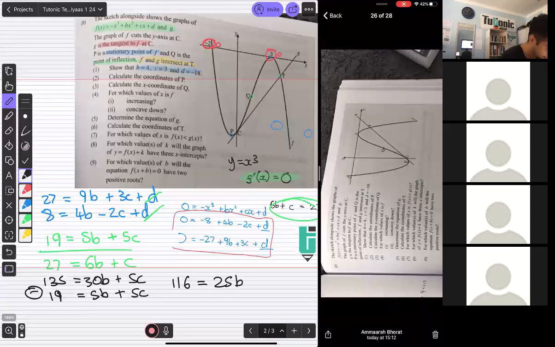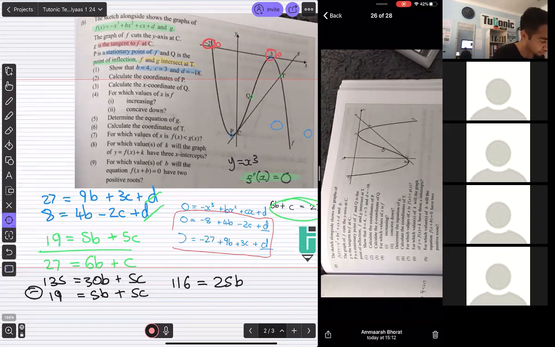That doesn't look right, because they want b equal to 4. I think I might have made a mistake. Let's just see. The first derivative is minus 3x squared. Anybody pick up a mistake that we made? Because it should be b equals 4.